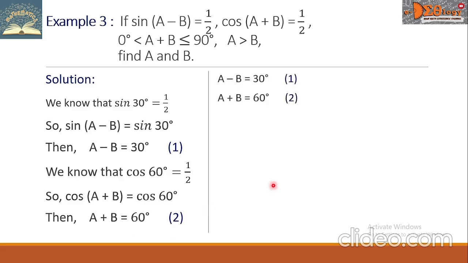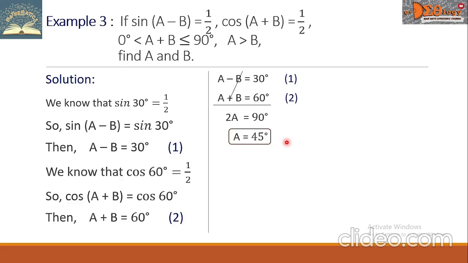Now let us put together the two equations and let us solve for the A and B respectively. Let us add the equations. When we do that, the B variable will be cancelled out. So A plus A will be 2A equals 30 plus 60 equals 90 degrees. We can divide this equation by 2 to get the value of A. So A equals 45 degrees. We have now this value of A.